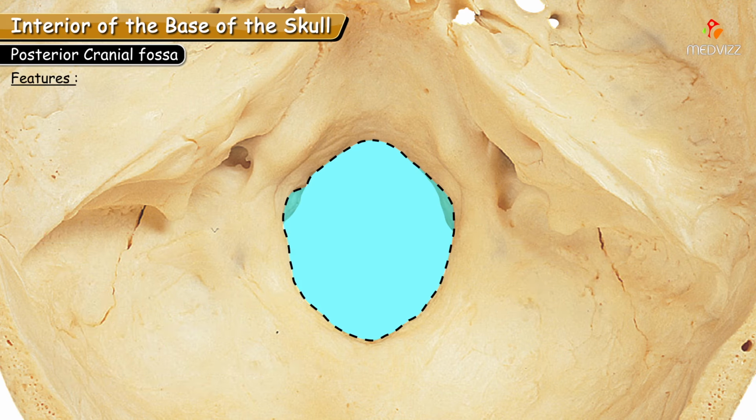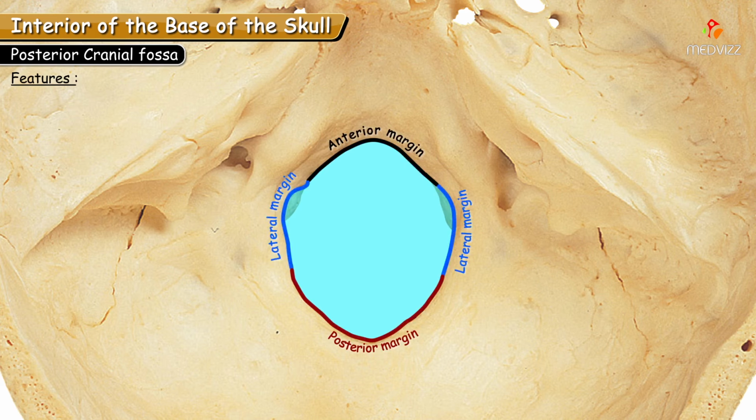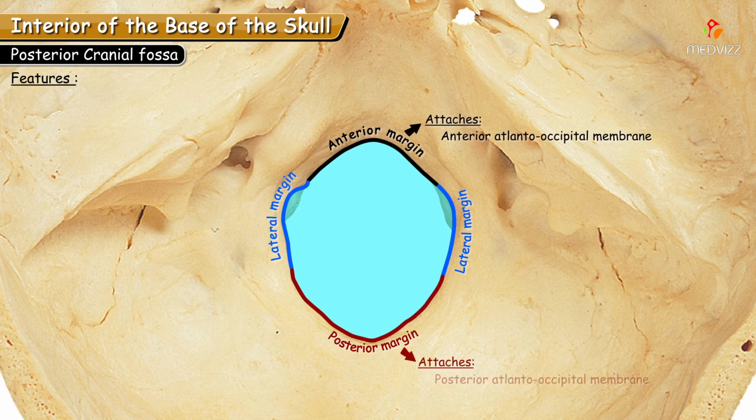Let's see the margins of foramen magnum. Foramen magnum, we know it is oval like, having an anterior margin, posterior margin and 2 lateral margins on either side. Starting with the anterior margin, which gives attachment to anterior atlanto-occipital membrane, the posterior margin provides attachment to posterior atlanto-occipital membrane, and the lateral margins give attachment to alar ligaments.